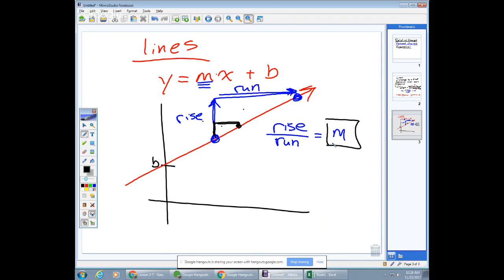The b here and here, that's a point on the graph. To get to that point, it means I didn't go left or right, so x is 0, and for y, we went up to wherever b is. So the y-intercept, that number b, is this point right here.